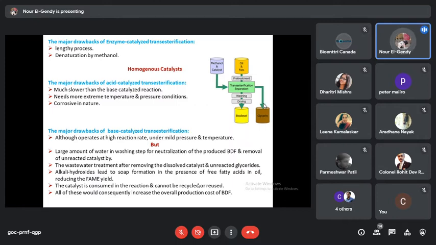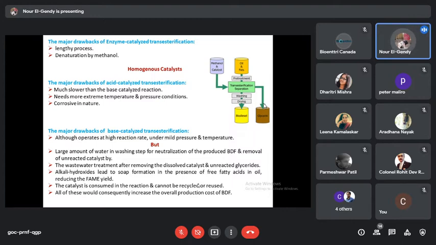If you apply a homogeneous catalyst like acid or base, acid is corrosive and requires high temperature and pressure, and also it is a lengthy process. However, a short time process using a base homogeneous catalyst is recommendable, but it suffers from another drawback, which is the washing step to clean the produced biodiesel from unreacted catalyst and unreacted fatty acids.